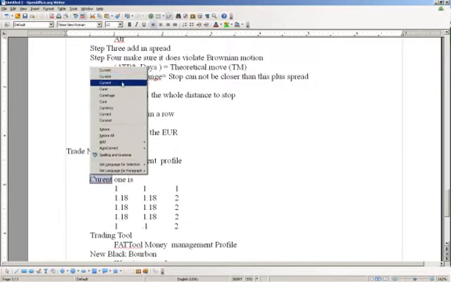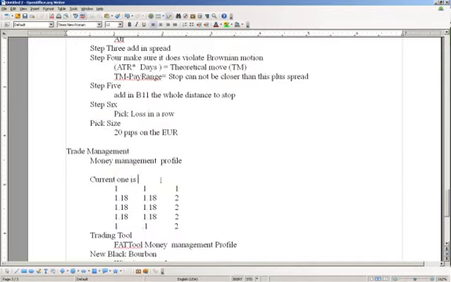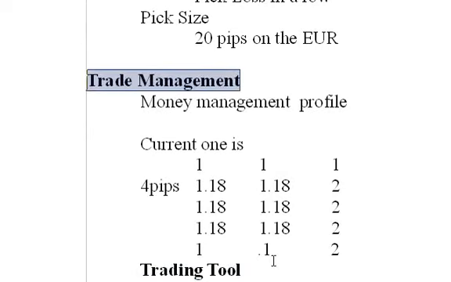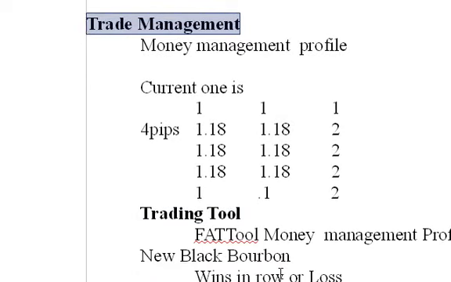Okay, so the current one's set up on this, and the expansion isn't a percent. It's actually 4 pips. The other one, the newest one, just came out of testing this week, so that we could change that on the fly and see what's happening.